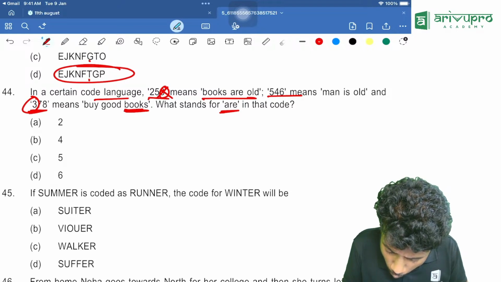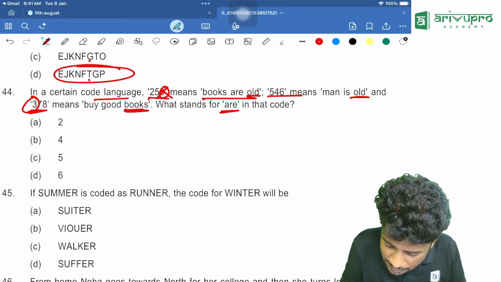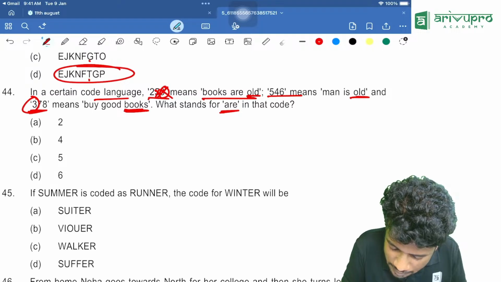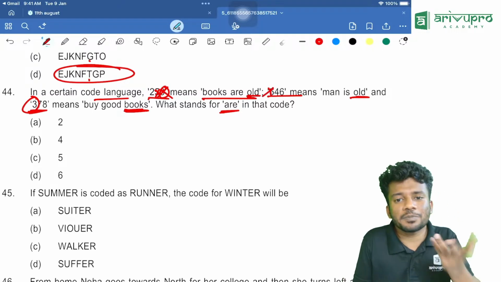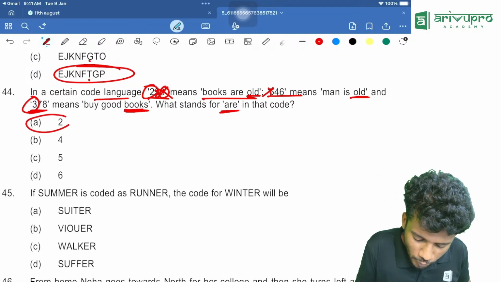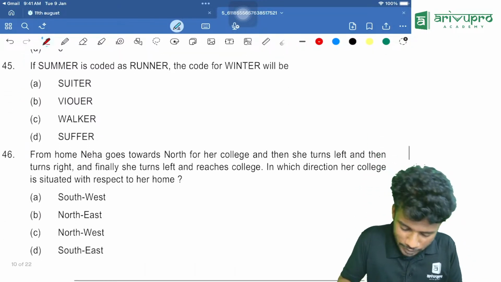Then old is there in the first and second line. That means 5 is present in first and second. That means 5 means old. So what is remaining? 2 is remaining. So the answer is 2. 2 means R.